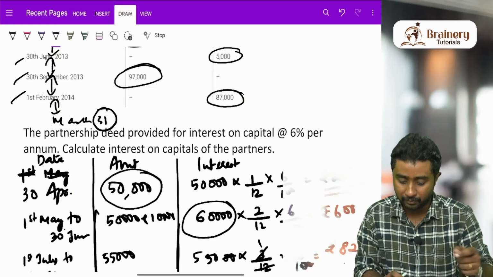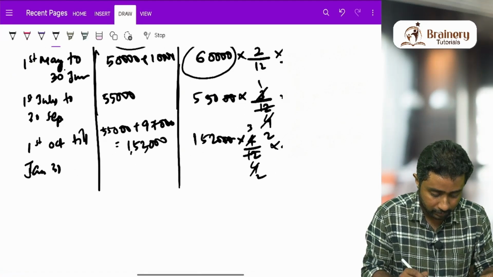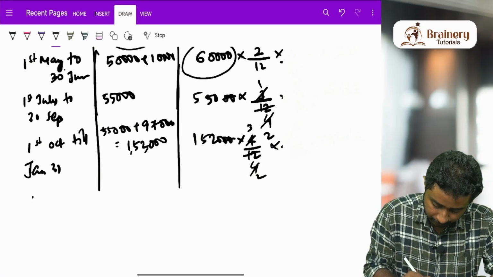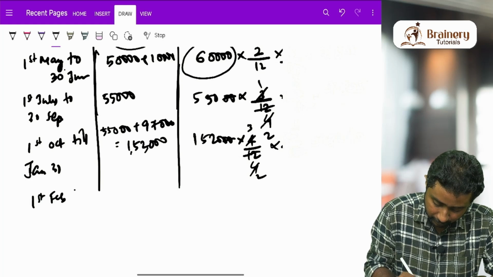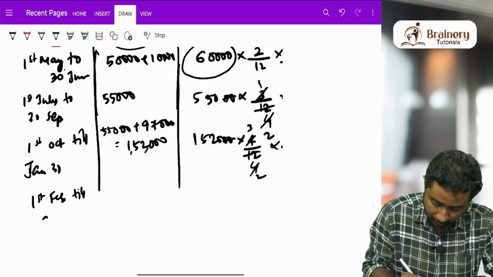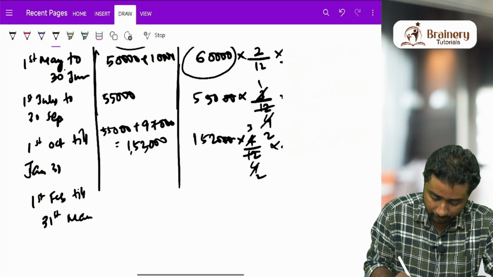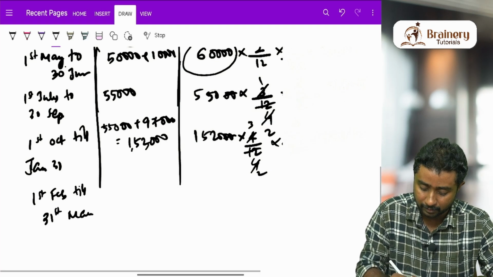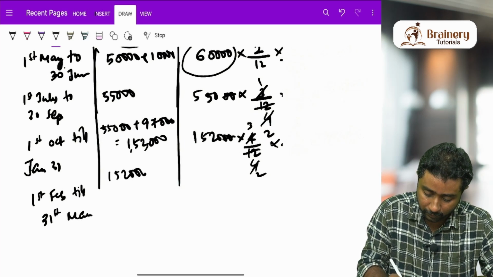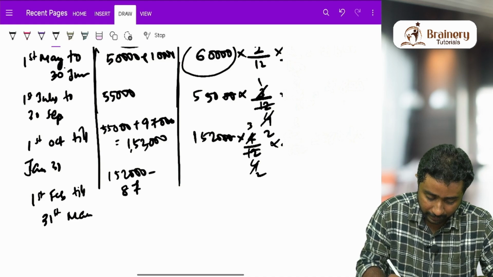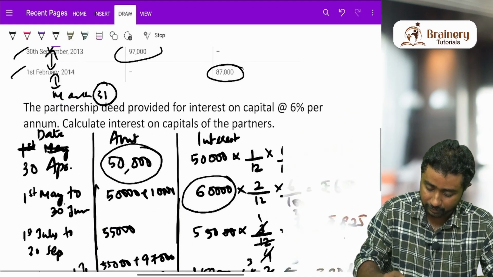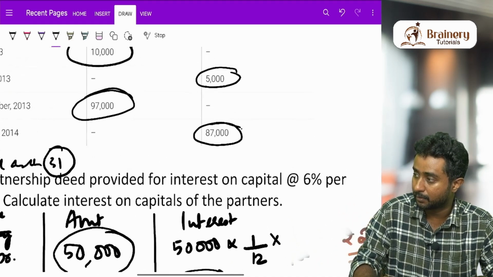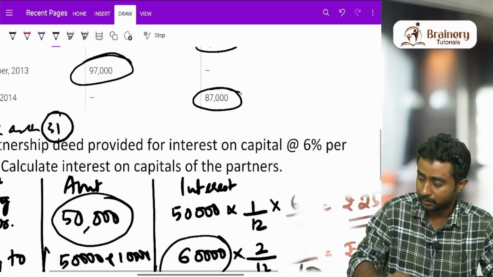On 1st February he is withdrawing 87,000. So from 1st February onwards, till which date? March 31st, that is the end of the year, right? March 31st, you have to calculate interest again. So on 1st February, what is the status of the capital? From 1,52,000, how much amount is gone? 87,000 is gone. That is what is mentioned, right? 87,000 is withdrawn.